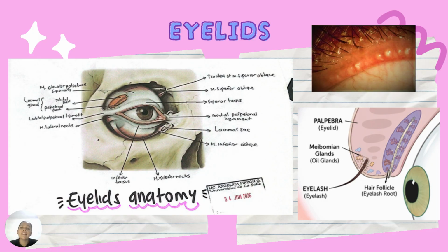And then we have the glands of Zeis, that modify the sebaceous glands, and also the glands of Moll, that modify the sweat glands. So those are in pink color and also in purple color.